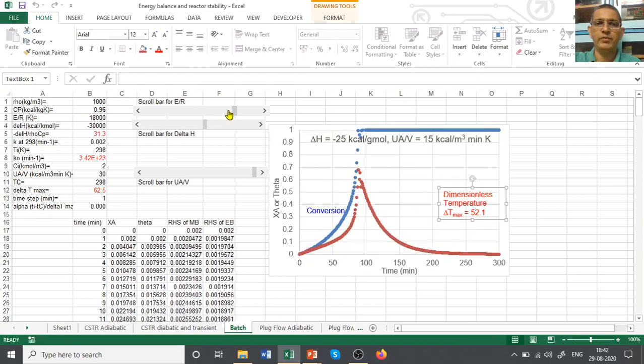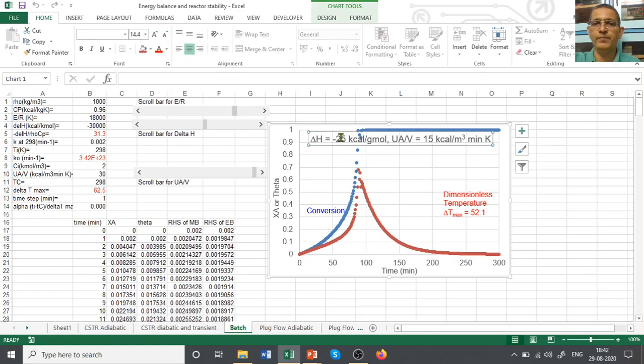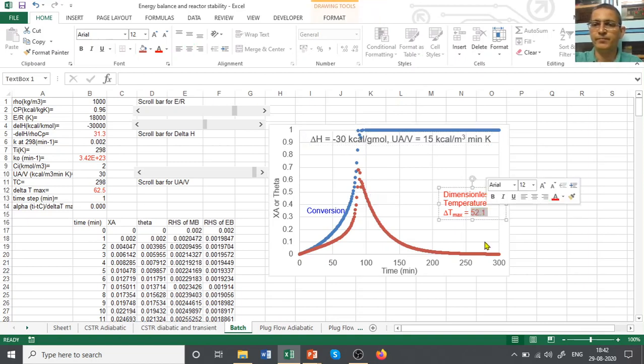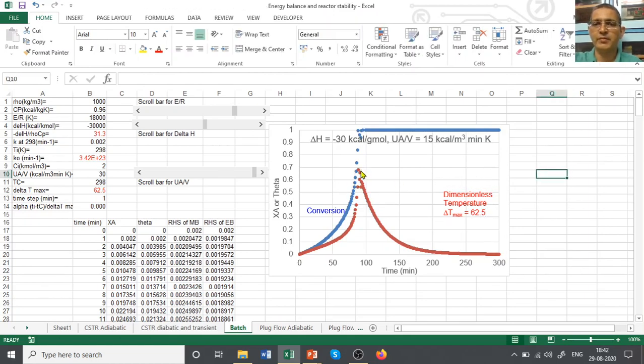And reduce this, increase this. So now it is 30 kilocalories per gram mole. Delta T max is 62.5 degrees. Peak temperature rise is 70%, which means it is 42 degrees centigrade.